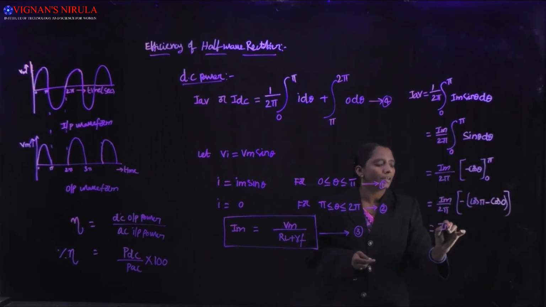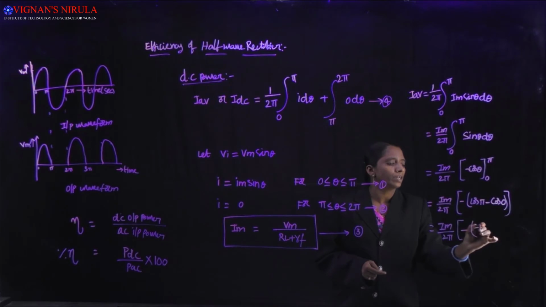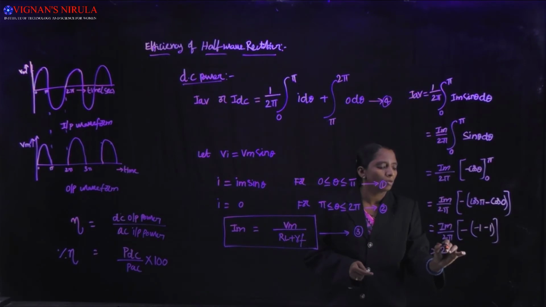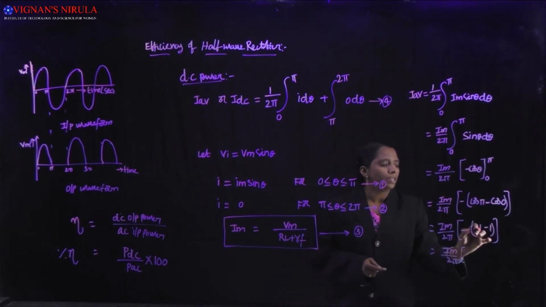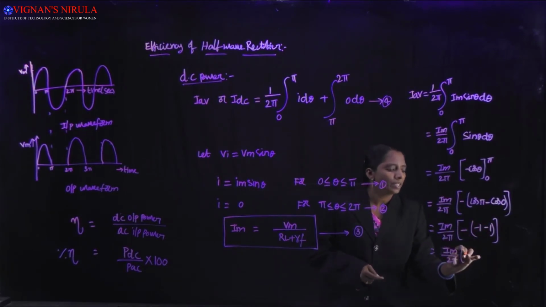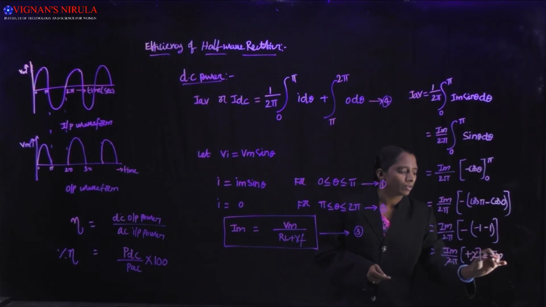Now Im by 2 pi, minus cos pi is minus 1 and cos 0 is 1. Now Im by 2 pi into minus 1 minus 1, that is minus 2, and minus into minus we get plus 2. So 2 gets cancelled, we are getting Im by pi.